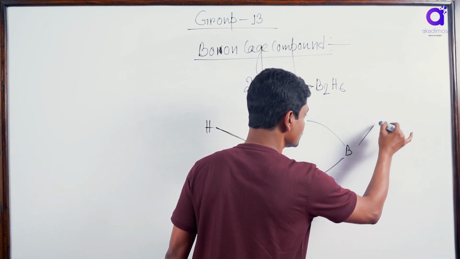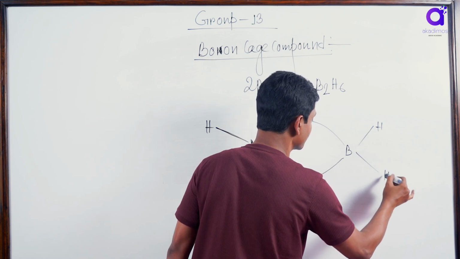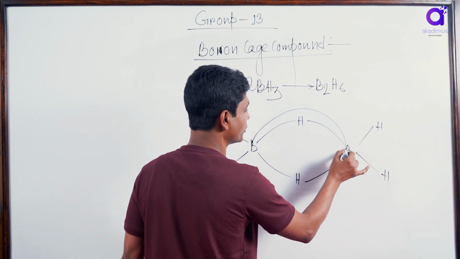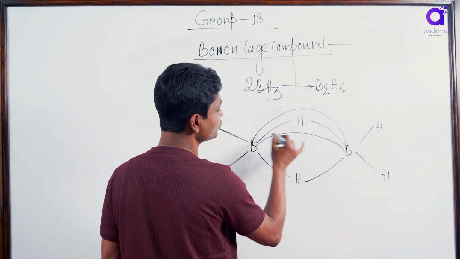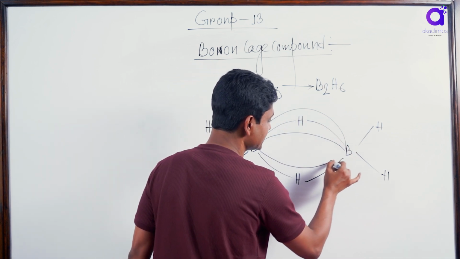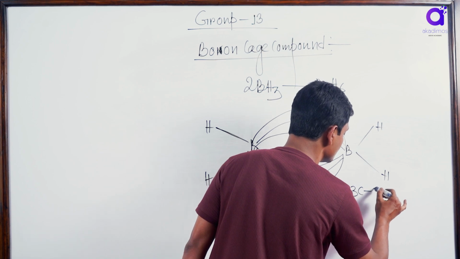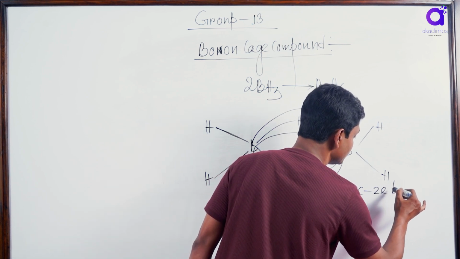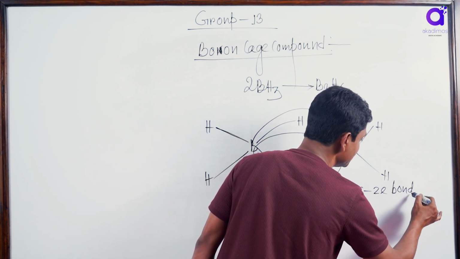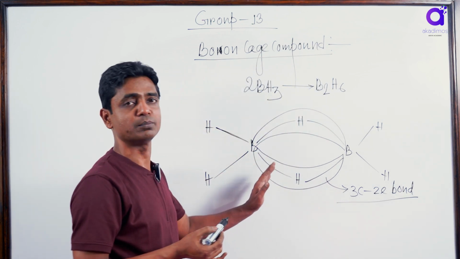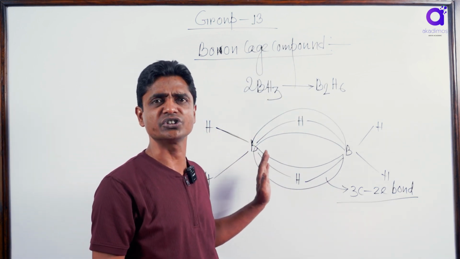This is a 3 center 2 electron bridge bond, or bridge bond, also called a banana bond. Here the 3 centers are 2 boron and 1 hydrogen. This is the 3C2E bond, and it forms due to the electron deficient characteristic of boron.